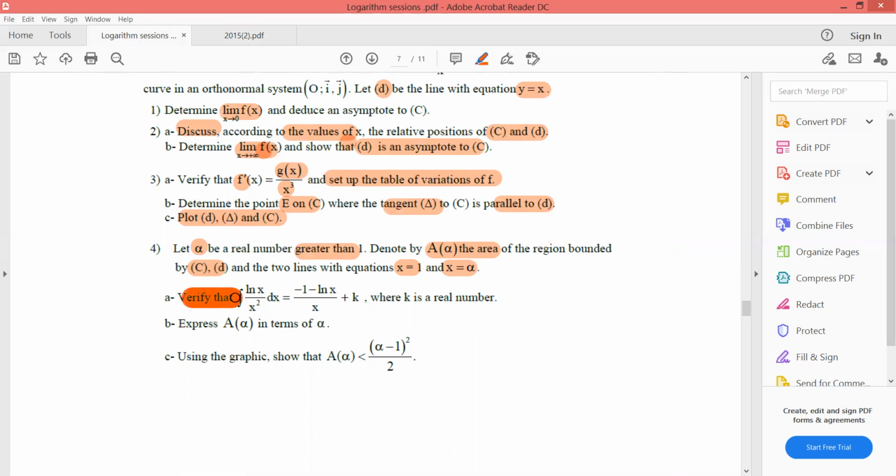How to verify that the integral of this expression equals that one? How to prove that this integral equals this? By which method? Method of substitution, change of variable? No, not change of variable. If there is x squared, by the method of integration by parts.